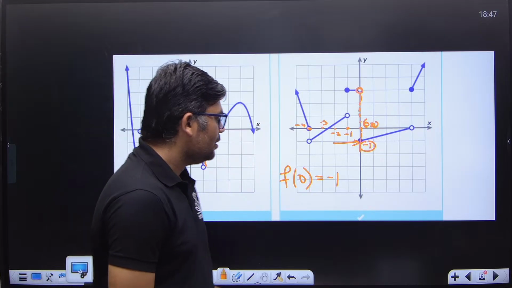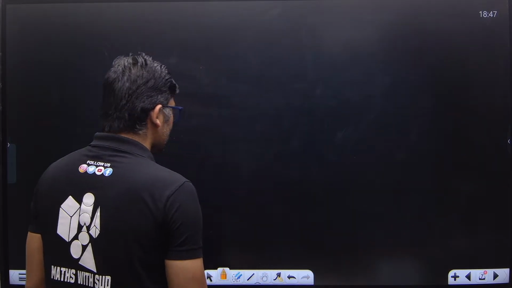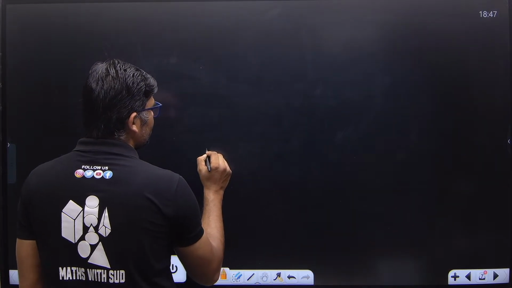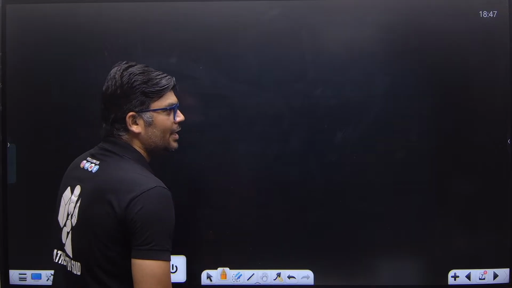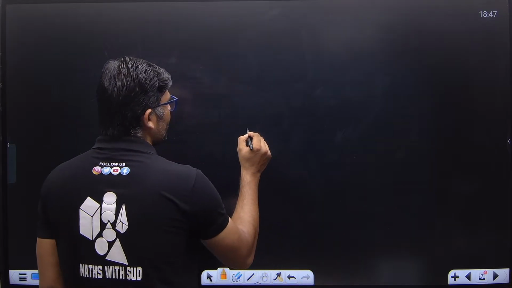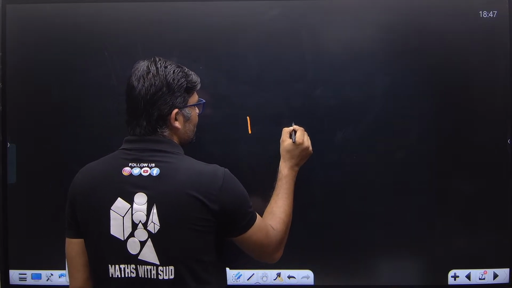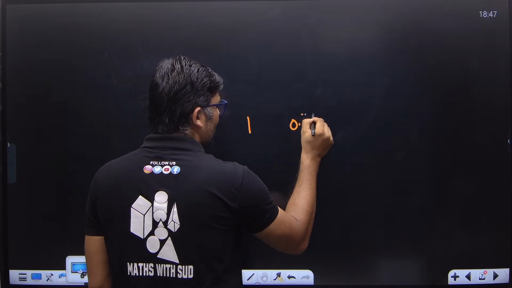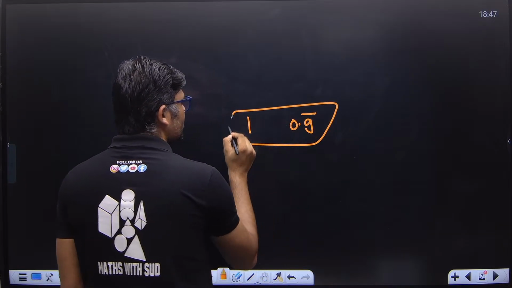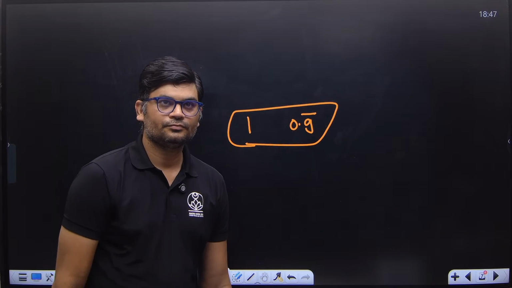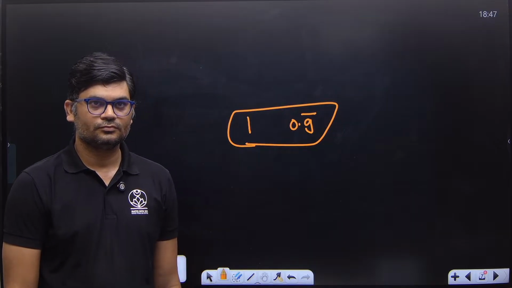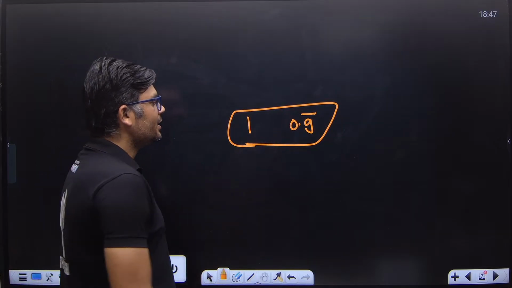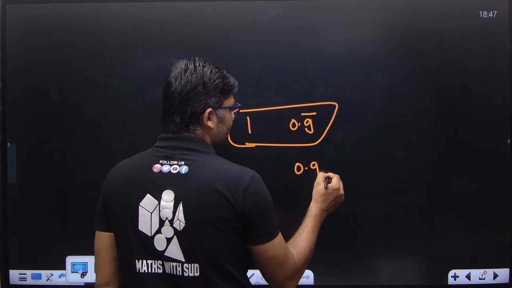Suppose, if I ask you what is the difference between 1 and 0.9 bar, can you tell me the difference between these two? What does it mean when there's a bar on top of the number? It means it keeps on repeating up to infinite times.